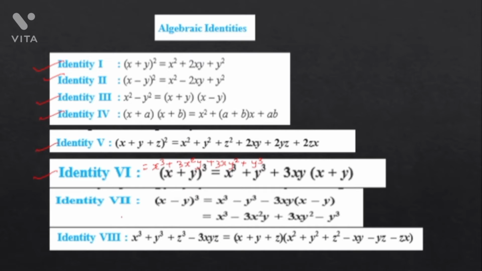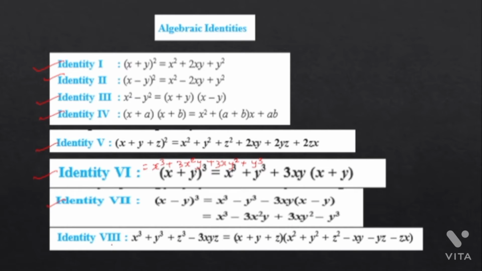The next, seventh identity is (x − y)³. Here we have two options, either you can use this formula or this formula: x³ − y³ − 3xy(x − y). In this formula, all the signs will be negative. Or you can also use this formula, x³ − 3x²y + 3xy² − y³. Here it is alternately plus and minus. So in this formula everything is plus, and in this formula it is alternately plus and minus.